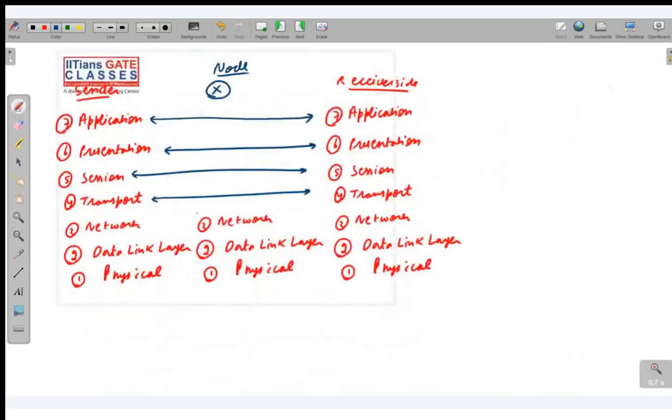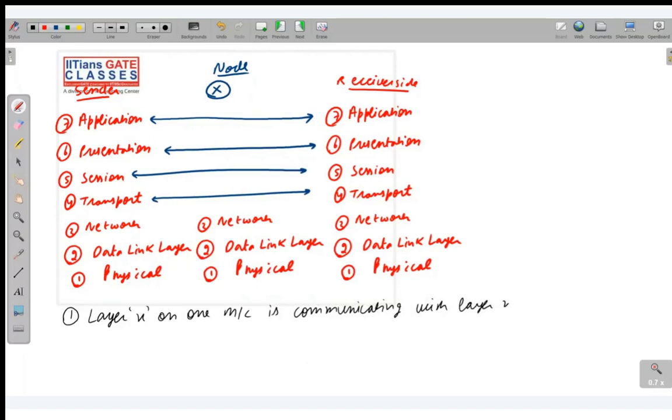So the very first important point is layer X on one machine is communicating with layer X on another machine.